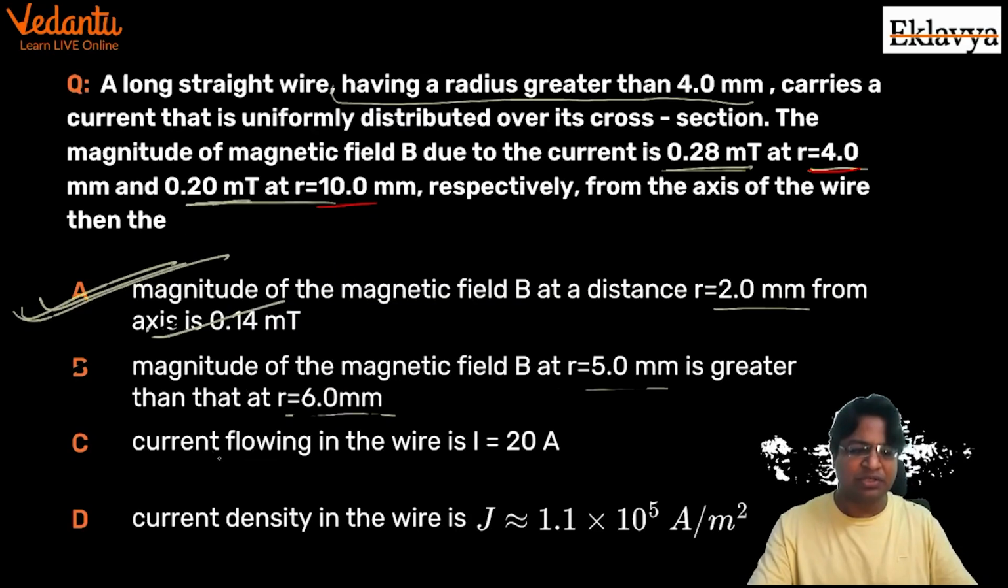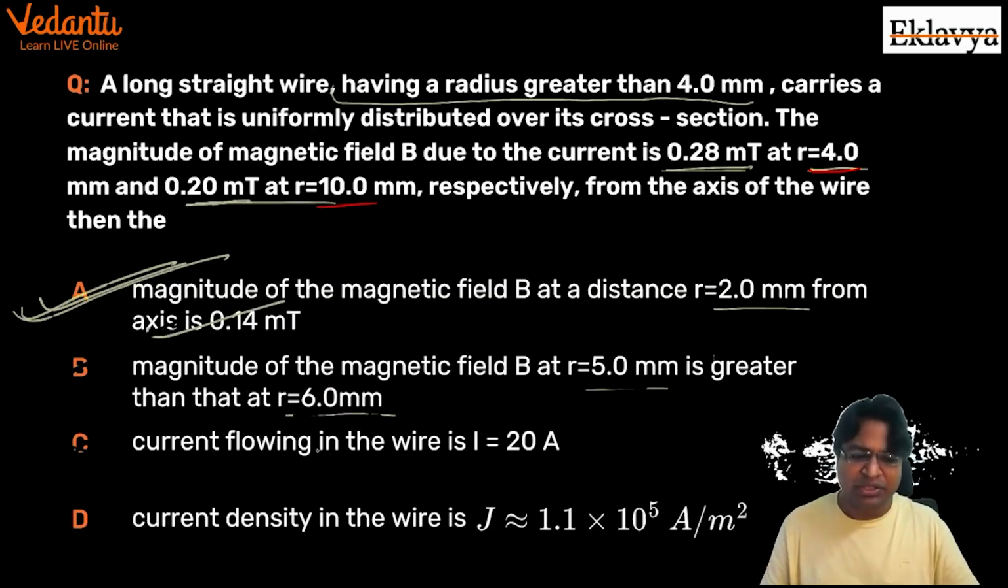So from here we are going to calculate the value of current. This will become 10 raised to power minus 3, and this will be minus 4. Minus 4 goes with this. So everything is cancelled now, and this 2 gets cancelled with this. So we are getting I as 10 ampere, but this option says it's 20, so this is wrong.